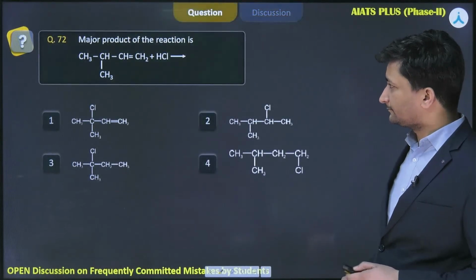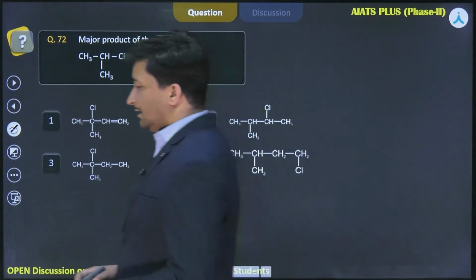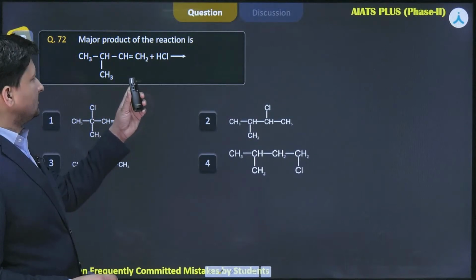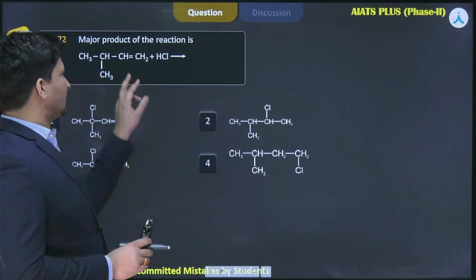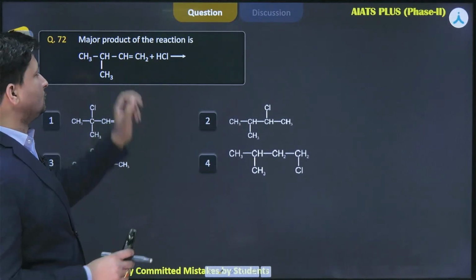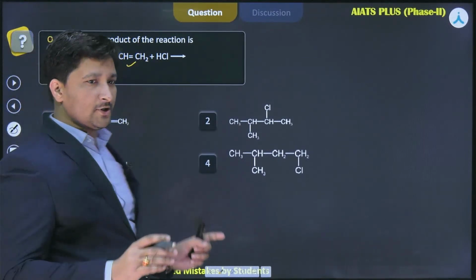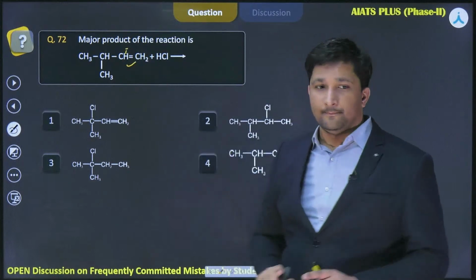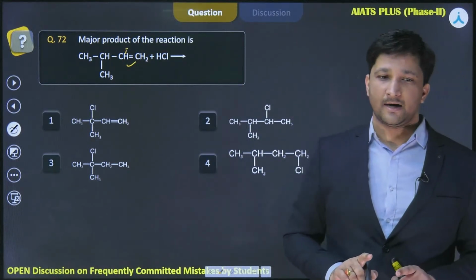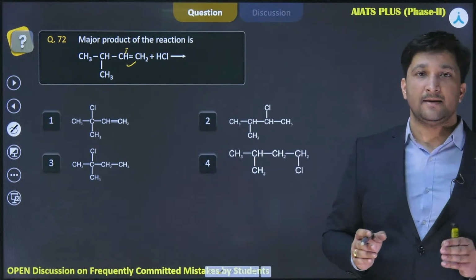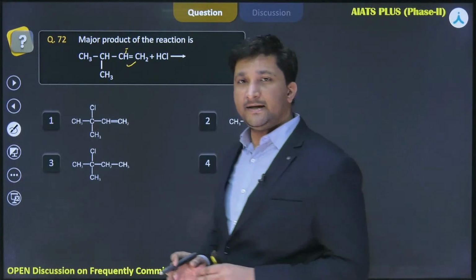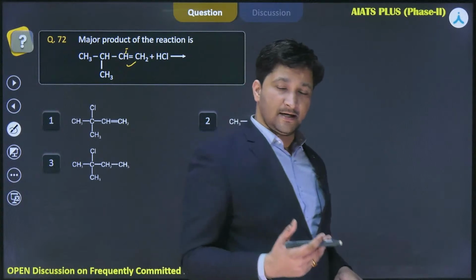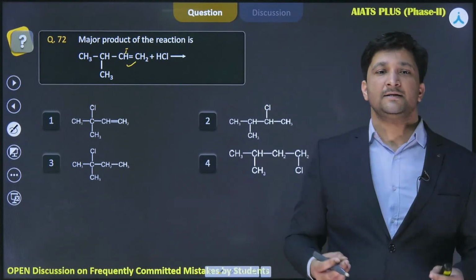Now let's have a look at the question. The major product of the reaction: we have CH3CH, CH3CH double bond CH2 and HCl. Now you might be thinking, sir, if this H plus attacks this pi bond, there are two possibilities, and the more stable one is the one with the positive charge here. But one thing you have to keep in mind is that carbocations have the ability to undergo rearrangement and form more stable carbocations. If this possibility is there, then definitely the carbocation will utilize that property.